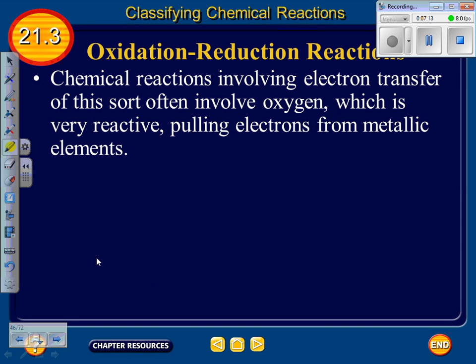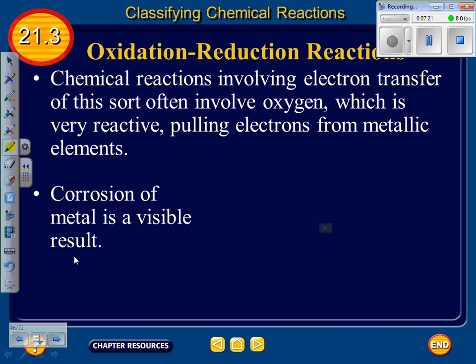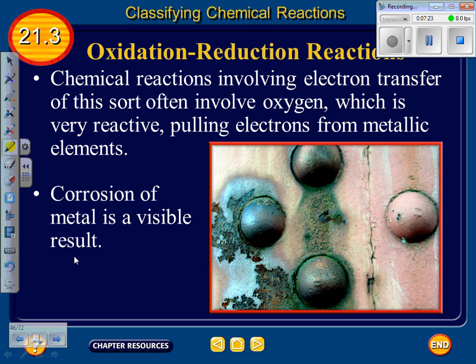Chemical reactions involving electron transfer of this sort often involve oxygen, which is very reactive, pulling electrons from metallic elements. Corrosion of metal is a visible result. And this material here surrounding these rivets is corrosion.